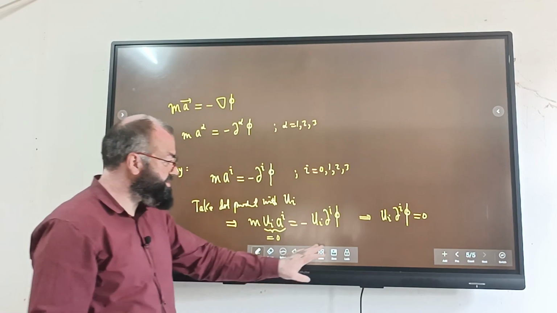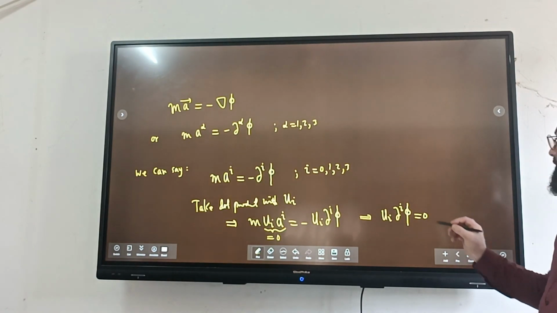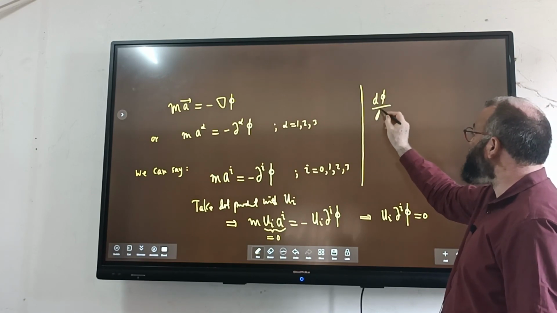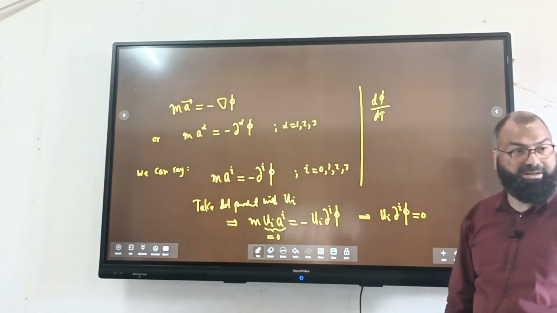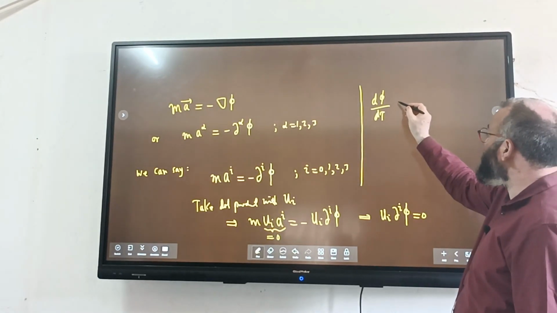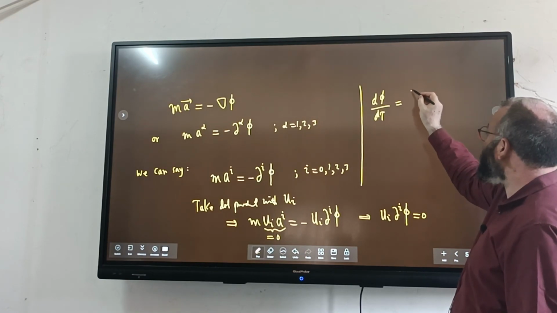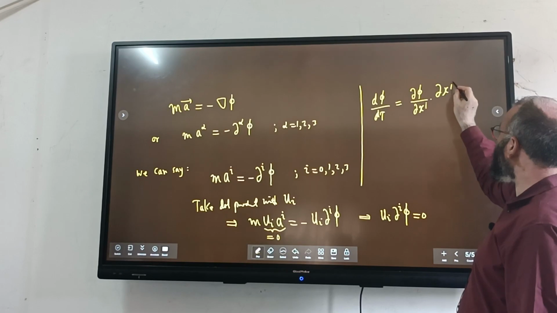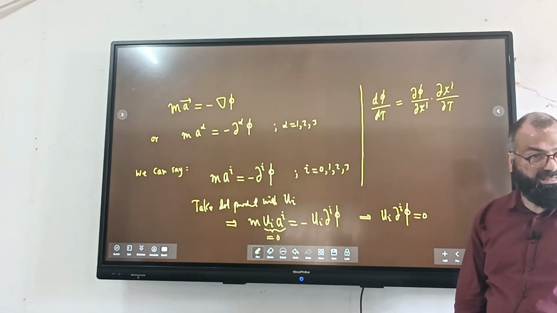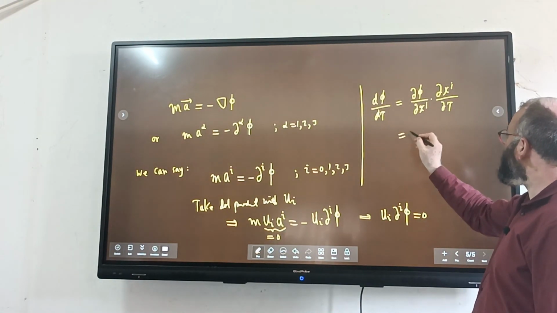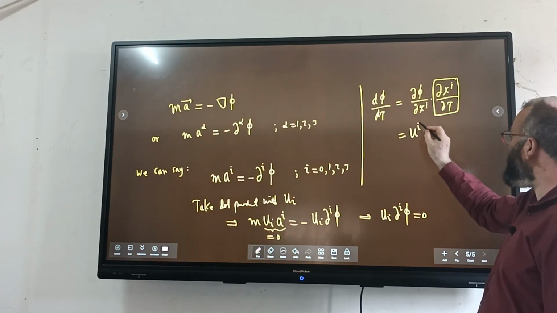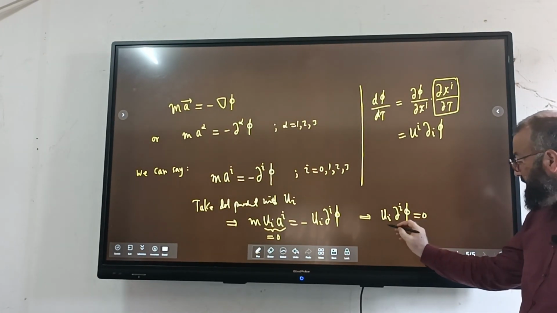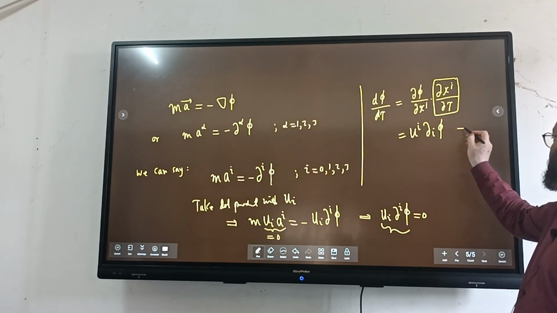Understood? So now let's check what exactly this relation means. I can write d phi by d tau, the total derivative with respect to the proper time. How can I write it? Simple chain rule: partial phi by partial x^i times d x^i by d tau. This object is your 4 velocity vector, u^i. So this is u^i partial_i phi, which means it's equal to 0.